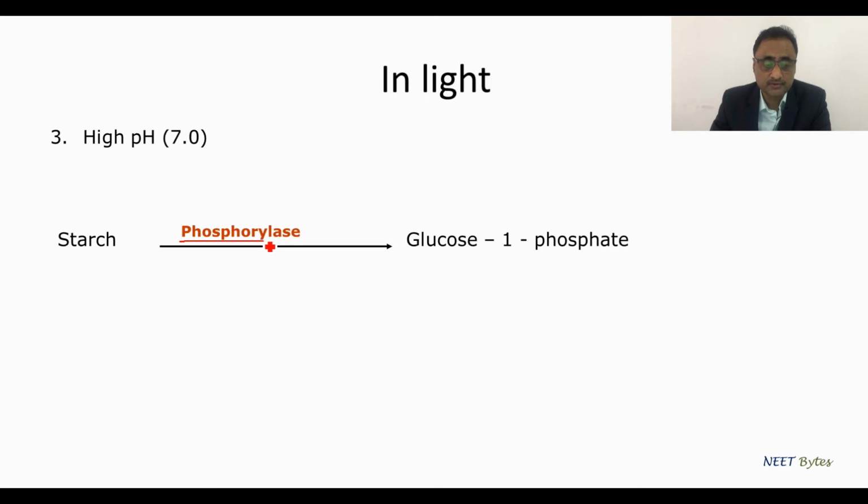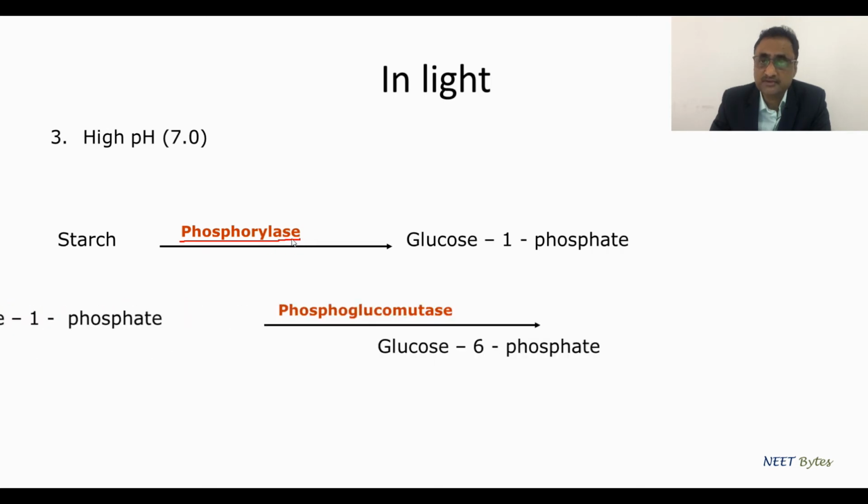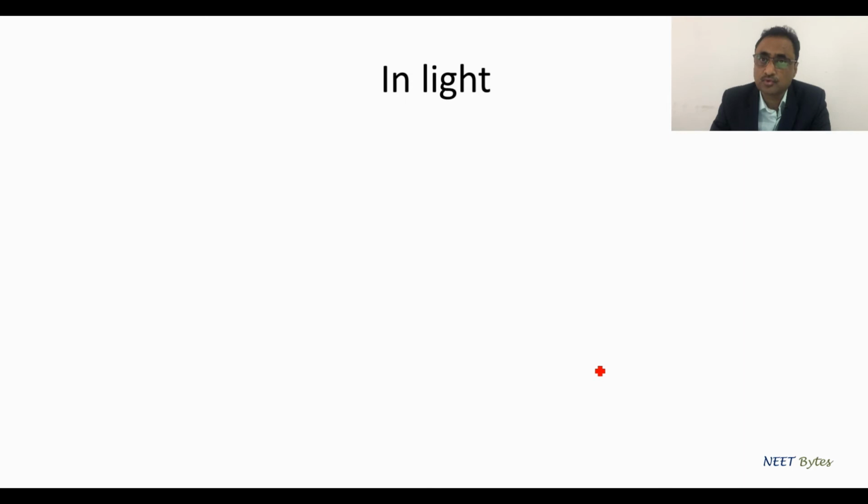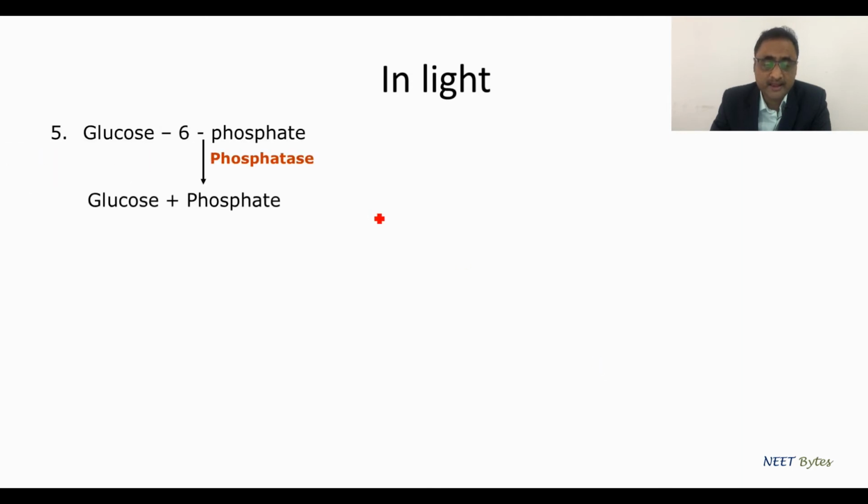How? Starch in the presence of enzyme phosphorylase gets converted into glucose 1-phosphate. Glucose 1-phosphate in the presence of enzyme phosphoglucomutase gets converted into glucose 6-phosphate. And glucose 6-phosphate in the presence of phosphatase gets converted into glucose plus phosphate. So what we have seen is that starch is getting converted into glucose.